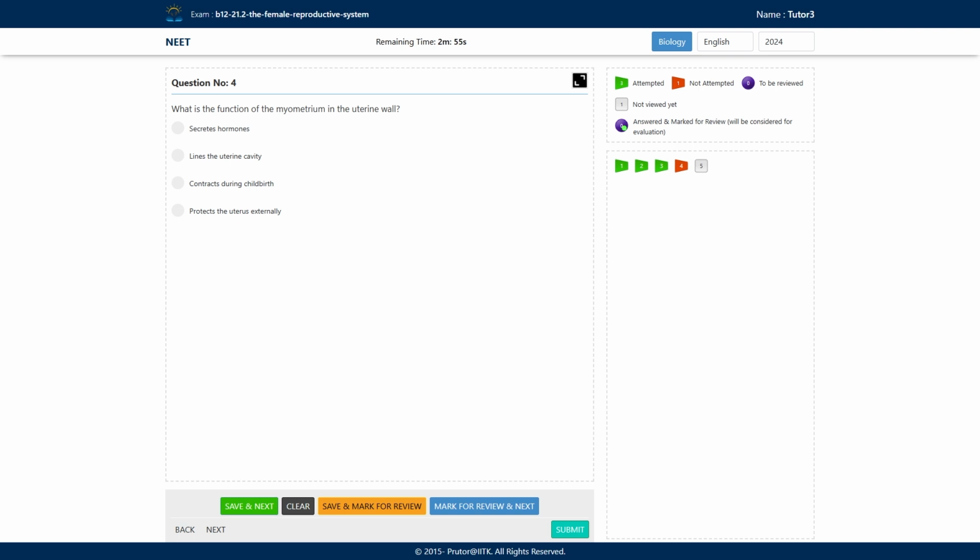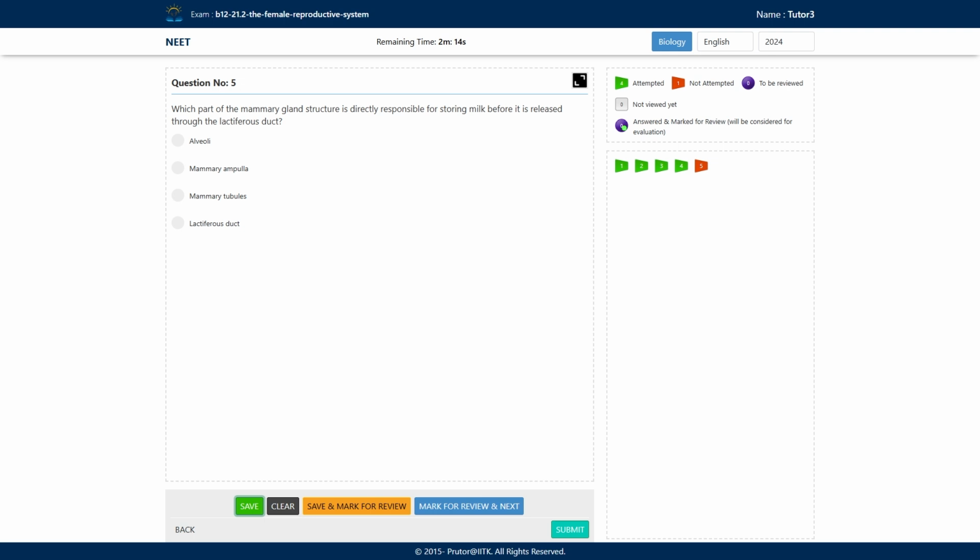Okay, so let's have a look at the answer here. Answer is option number C, contracts during the childbirth. So myometrium consists of smooth muscles and it exhibits contractions, which is important for expelling the child out of the body. These contractions push the child out of the body of the female through the vagina. There is one hormone, oxytocin, which also stimulates the myometrium. This stimulates the contraction in the myometrium, which again leads to childbirth.